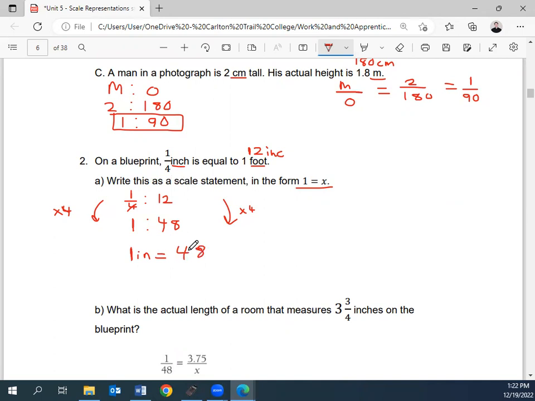If you ever look at a blueprint of your house or a building, it's just on one big piece of paper, right? They'll say the scale, like maybe 1 inch on your paper is 3 feet in the building. Yeah, exactly. So 1 inch is equal to 48 inches in this case. So when it says it wants to be in the 1 equals form, this is not in that, right? There's not an equal sign there.